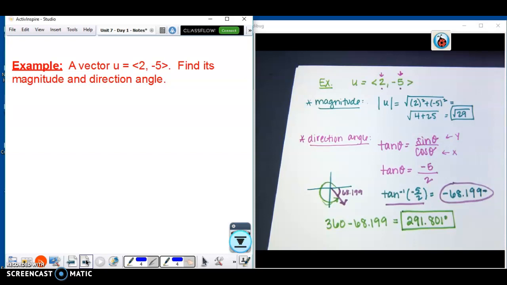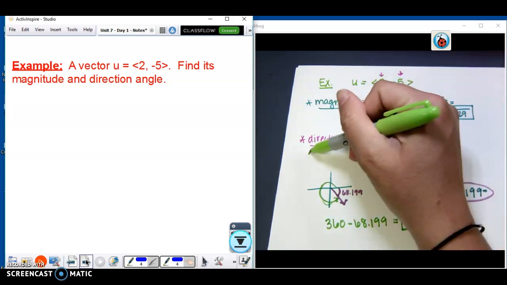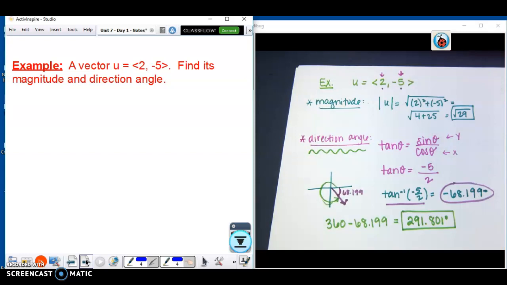Okay? So once again, let me reiterate this. When you're doing the direction angle, you have to draw a picture. For your picture, you need to see what quadrant your graph is going to be in, depending on positive or negatives here. The answer you get on the calculator always comes from the x-axis. Okay, but you always want the answer coming from counterclockwise, so you may have to do some adding or subtracting to get your final answer.